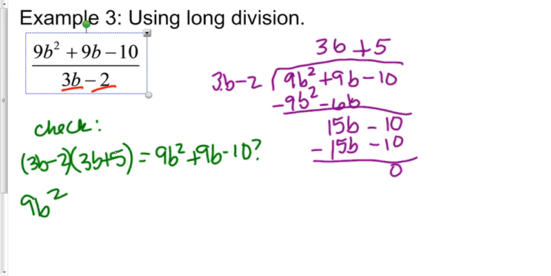3b times 5 is positive 15b. Negative 2 times 3b is minus 6b. Negative 2 times 5 is minus 10. Do we end up with 9b squared plus 9b minus 10? Yes, we do, so it checks. And that's how you know you got the right answer. So here's our answer right here, 3b plus 5.